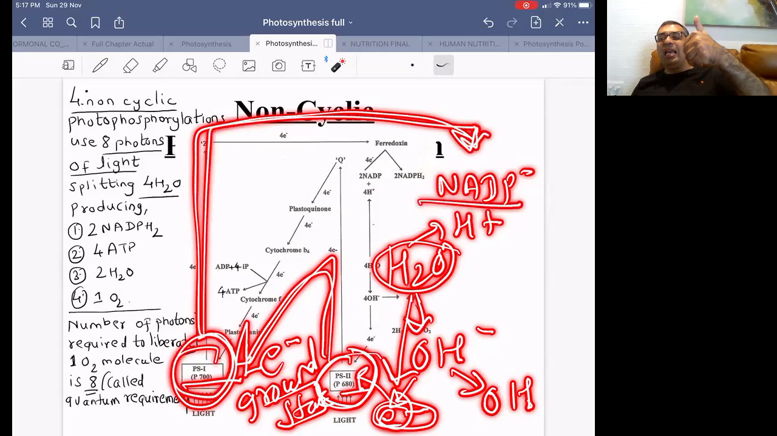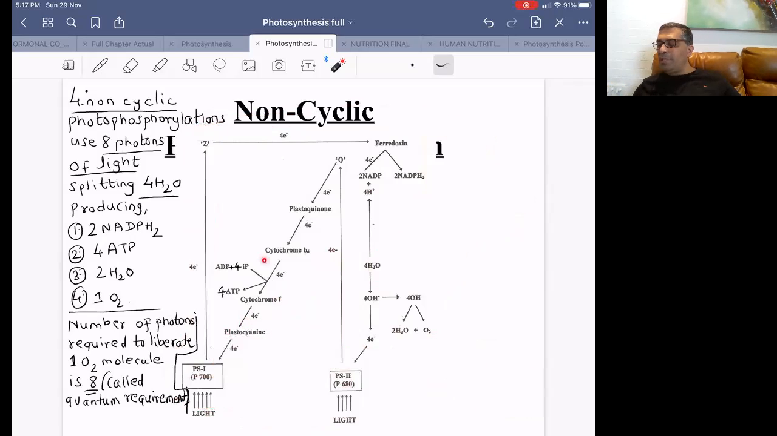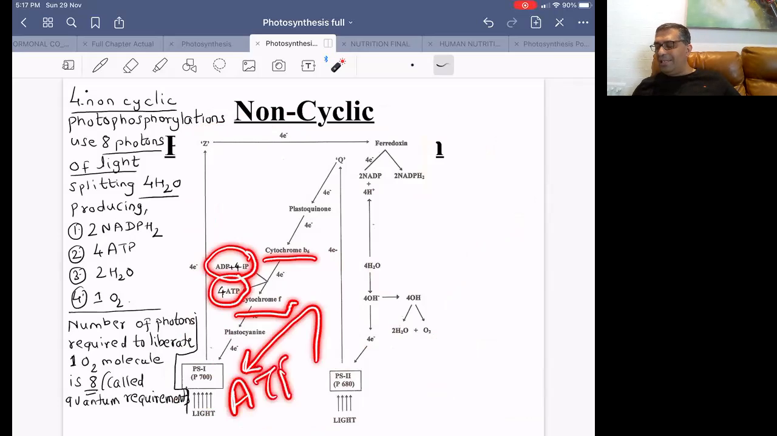So, water का electron PS2 के पास, PS2 का electron PS1 के पास, PS1 का electron NADP के पास. This is a complete non-cyclic process. And while the electron passed from cytochrome B6 to cytochrome F, energy was dissipated, which combined with ADP and iP to form ATP. So PS2 to PS1 energy बनती है, that is ATP is formed.